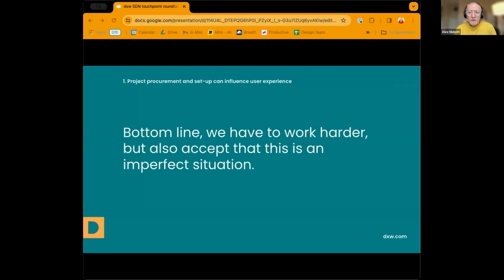So there are many issues to look out for because of these factors, but the bottom line is that we all need to work harder, but also accept that this is an imperfect situation that sometimes we can't do anything about, because as we know, designing public services is difficult, slow, and frustrating. That's a fact.